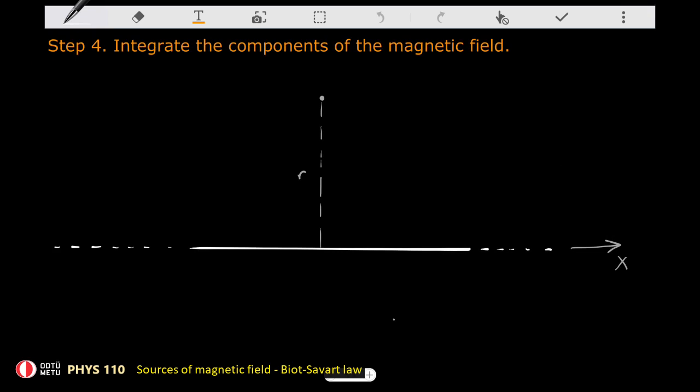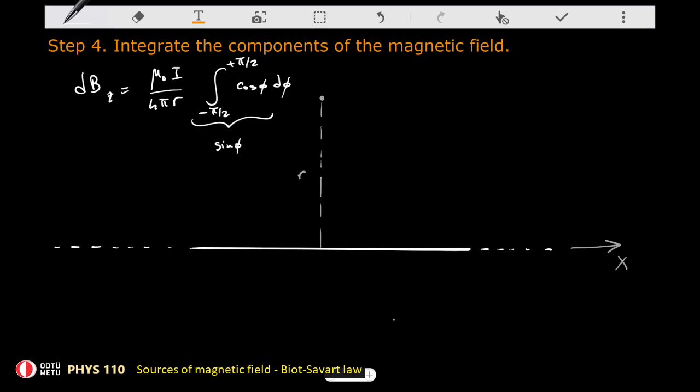So let's just write down the integrals in here. So I'll just start from here. So dBz, let's repeat the same argument. So mu 0 I over 4 pi r. These are all constant quantities. And we have an integral of cosine phi. And let's just write down the integration limits. So that's minus pi over 2 and plus pi over 2. So the integral is sine phi evaluated between pi over 2 and minus pi over 2.